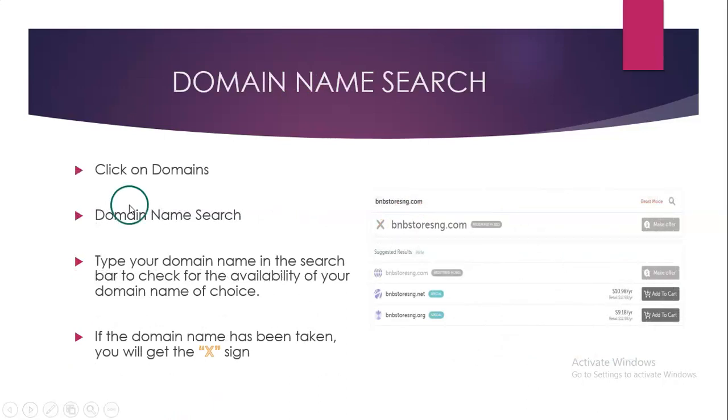The first thing you need to do when you want to register a domain is to do a domain name search. When you search, there's going to be a search bar to search for your domain. All you need to do is, when you want to search, don't put www. If it's just like what you are seeing here, this website is BNB Stores NG. You don't need to put www.bnb, just put only the name.